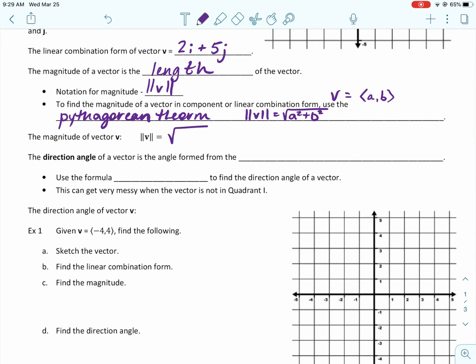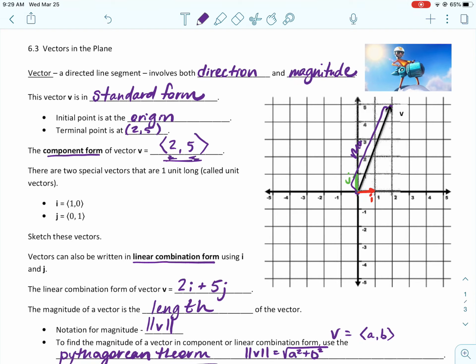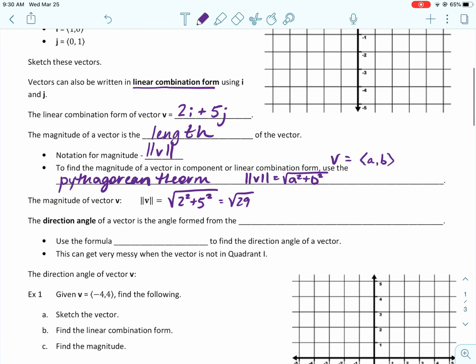All right, so if we go back up and look at this vector that we've been talking about, the vector <2, 5>, if we wanted to find the magnitude, we would do the square root of 2 squared plus 5 squared, or it would just be the square root of 29. All right, let's go back up and label this vector v. So let's just say that, draw a little thing. This is the magnitude. It's really hard to see.